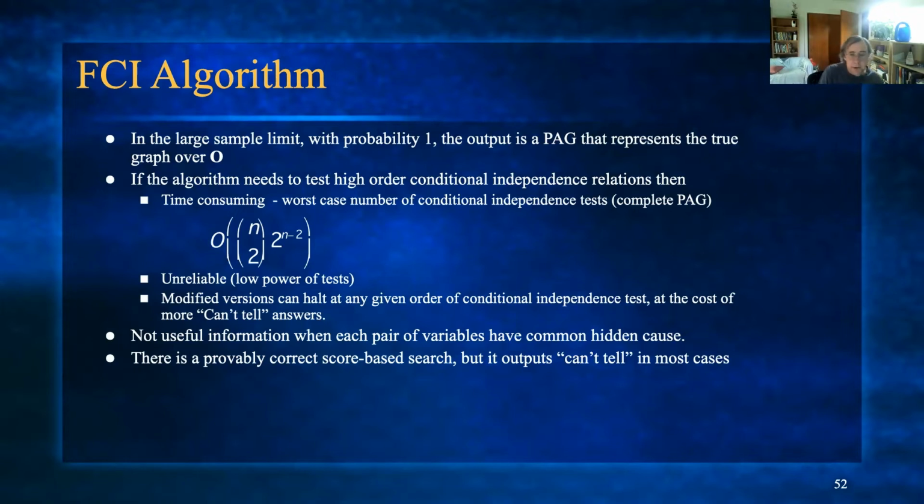There are modified versions of this, which you can halt at any given order of conditional independence test. The output is still correct, but it says, I don't know, a lot more often. So you have to slightly reinterpret what the output says. When every pair of variables has a hidden confounder, then the output isn't useful, because all it says is that everything is connected to everything else, and you don't know how.